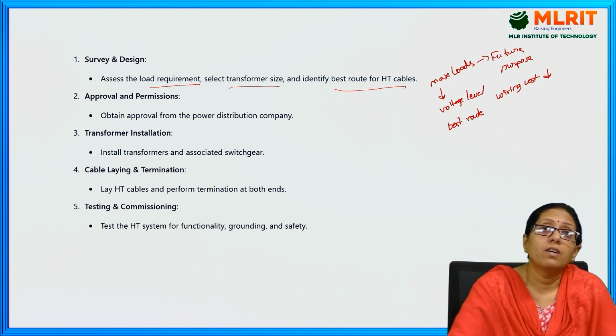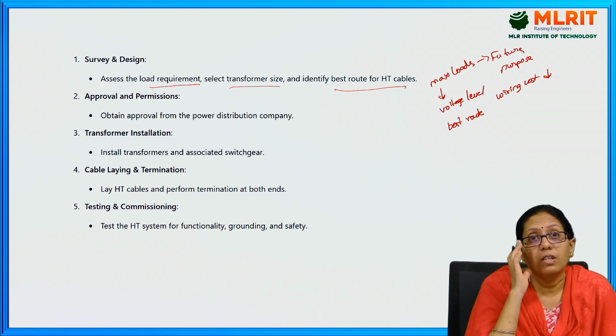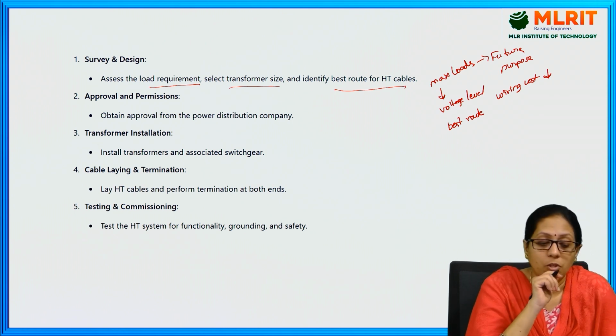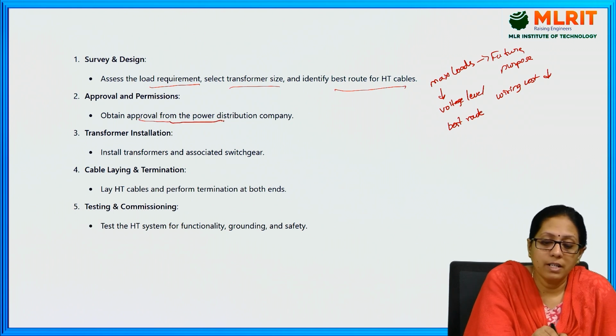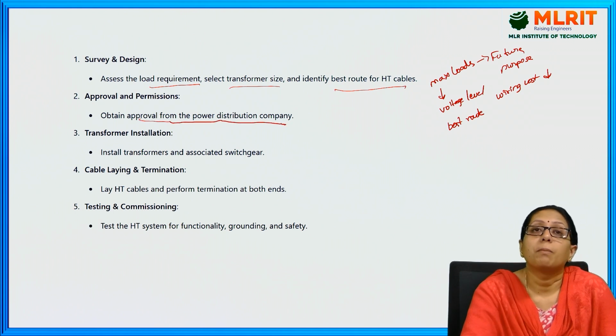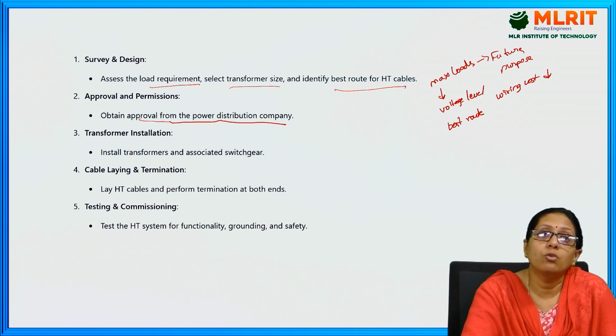The second one is approval and permission. We have to obtain the approval from the power distribution company. For that, the details taken from the survey as well as the design should be provided. Based on that, we get the approvals as well as the permissions.